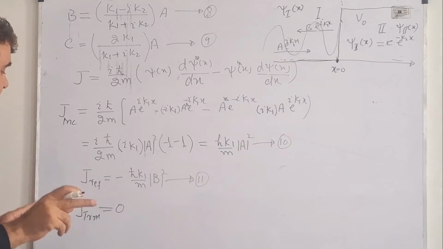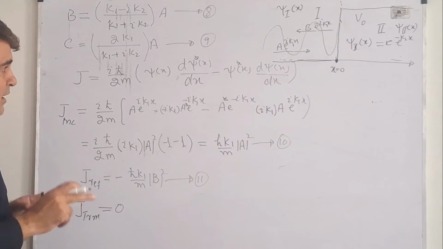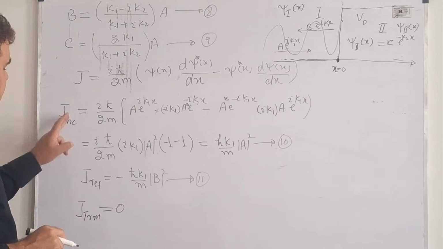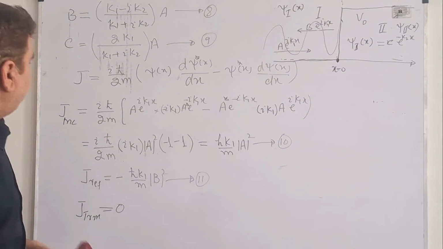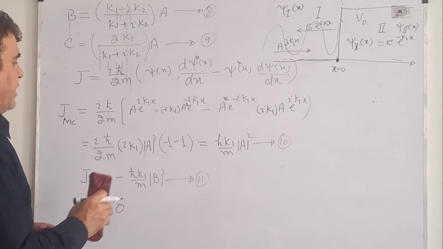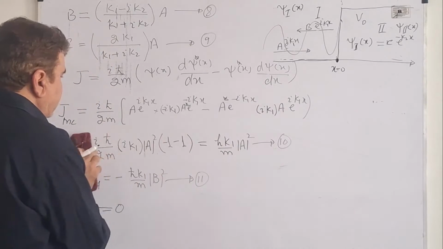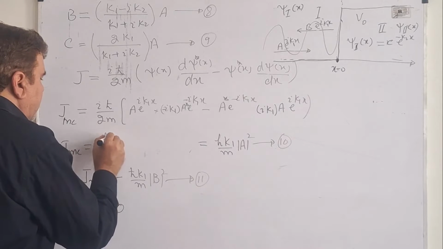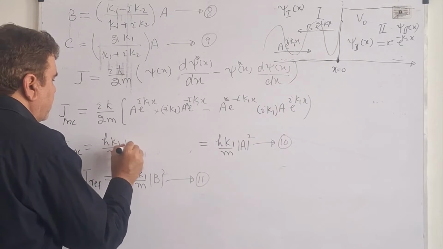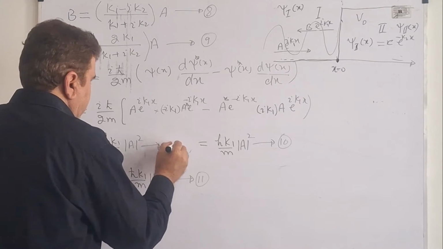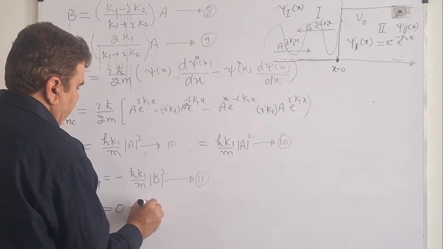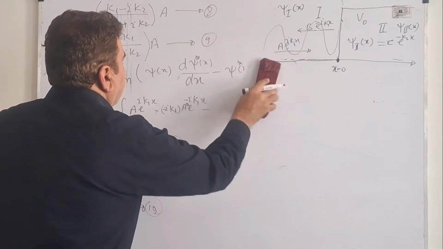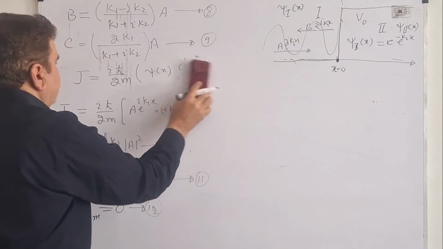But remember, that's not the final result. That's not the conclusion. We can make the conclusion from another quantifier. Now, from these current densities, I can define the reflection coefficient and the transmission coefficient. So I just want to write this equation here in this form. J incident is equal to h bar K1 divided by m mod A squared, and I call this equation 10, and this is equation 12. So I remove this and I carry the calculations here.